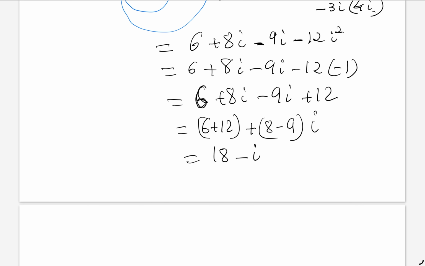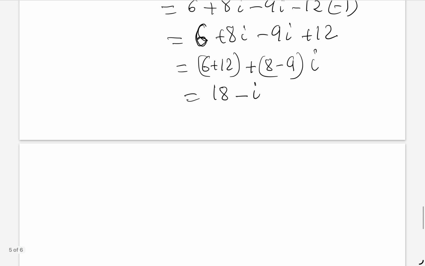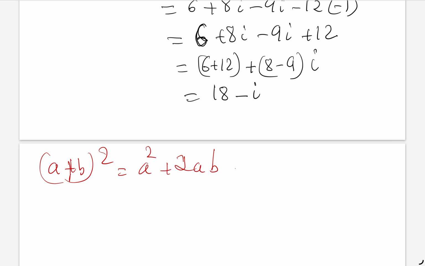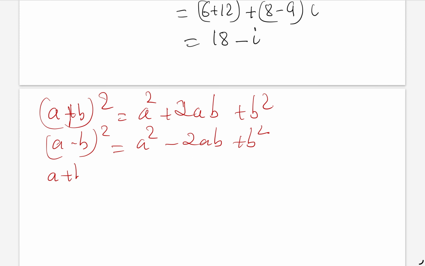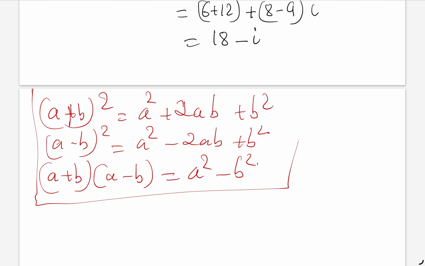Okay. I want to teach you something. If you have a plus b, everything squared, it is equal to a squared plus 2ab plus b squared. a minus b, everything squared, is a squared minus 2ab plus b squared. If you have a plus b, parenthesis a minus b, it is equal to a squared minus b squared. This one you have to understand and know. Example.